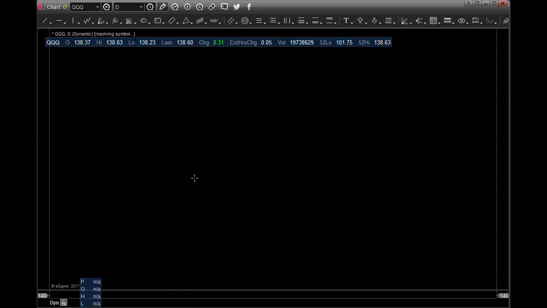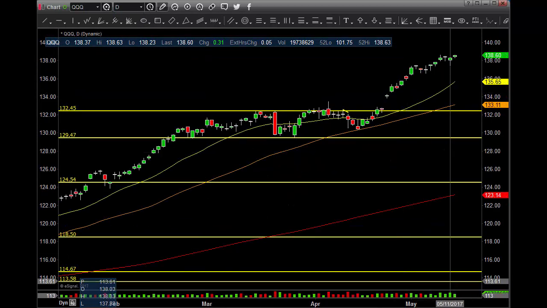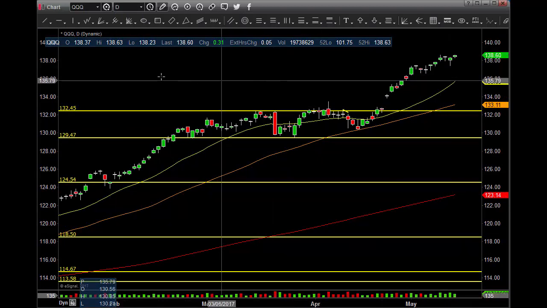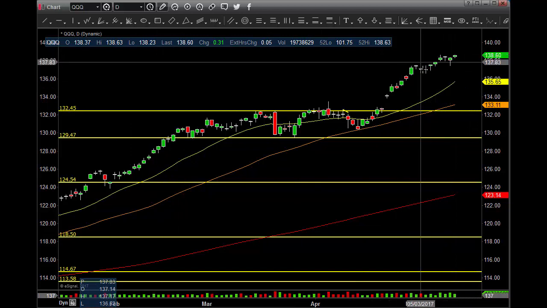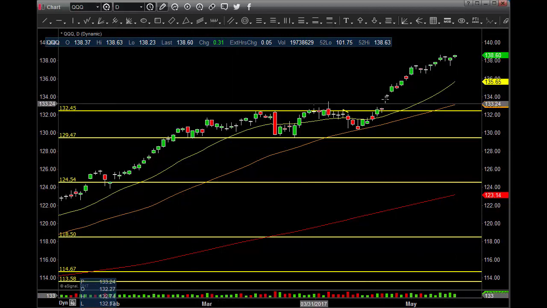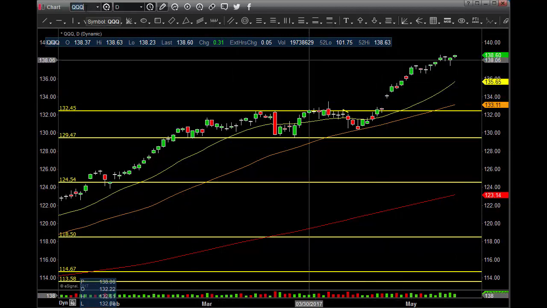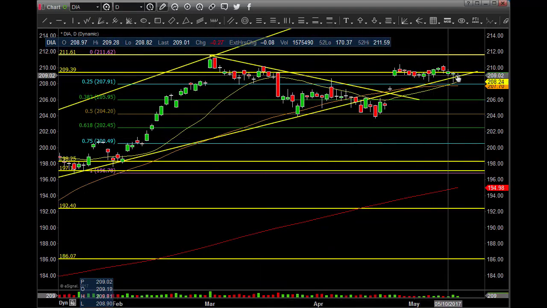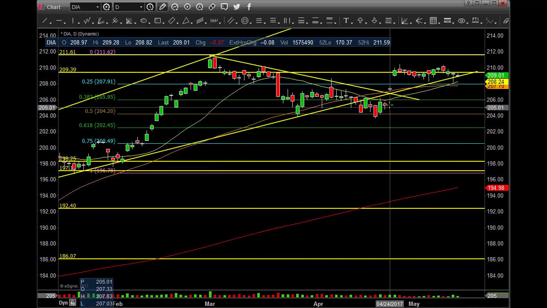Daily chart of the Qs, nothing wrong. Above the MAs. Volume was a little bit lighter than yesterday or the Thursday, so just keep an eye on this one right now, see what's going on. Qs, again, nothing wrong. Ride the wave, guys. Ride the wave. So, this one, though, the DIA, same thing.